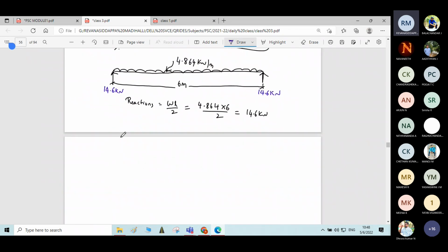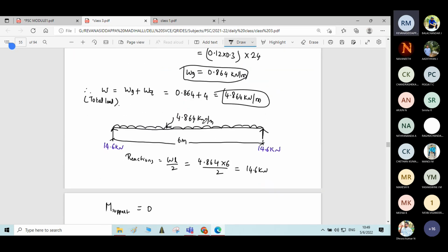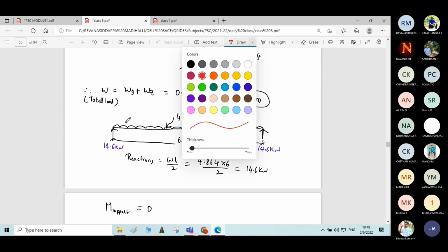What is the moment at support? It will be 0 only. Therefore, moment at support is 0. Okay, moment at support is 0. And moment at quarter span, means at 1.5 meter, 6 by 4.